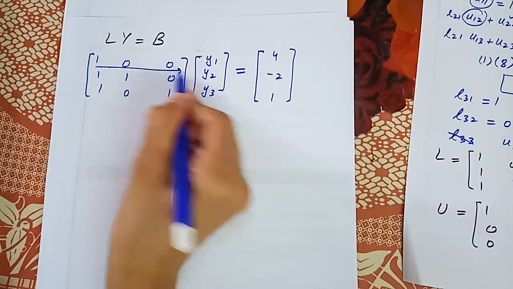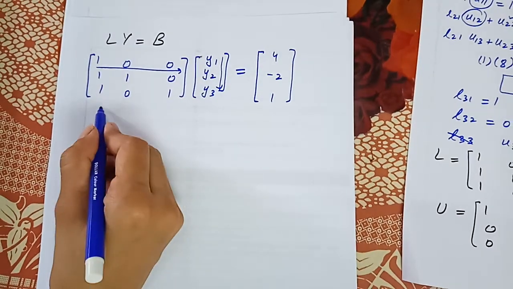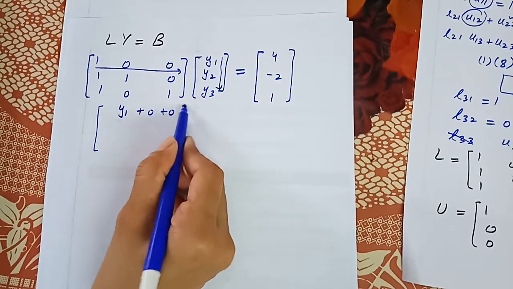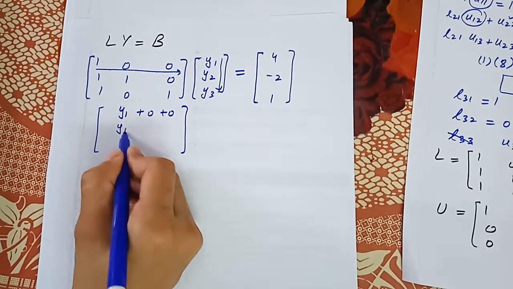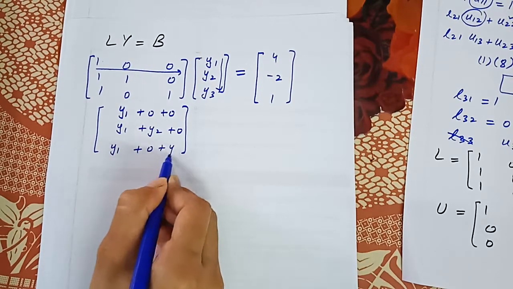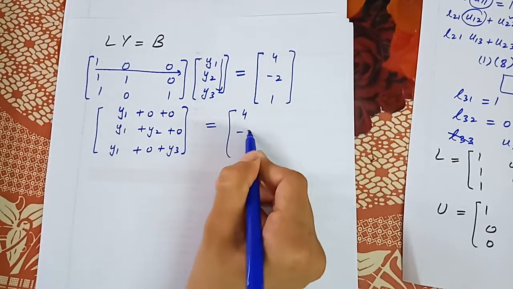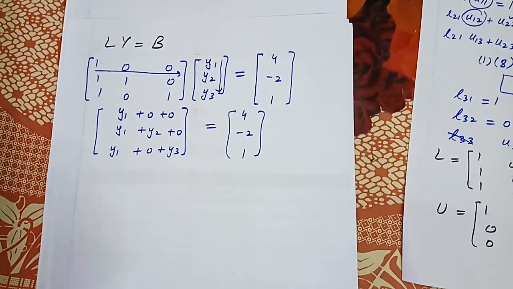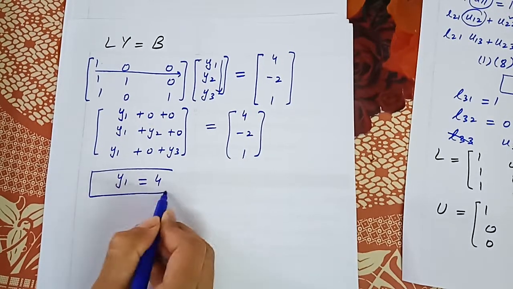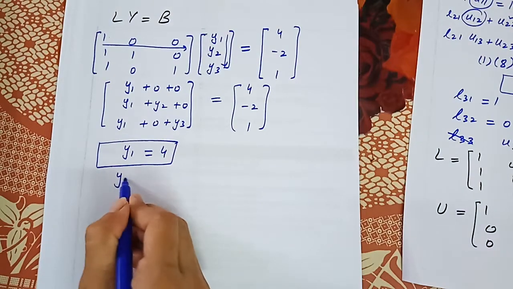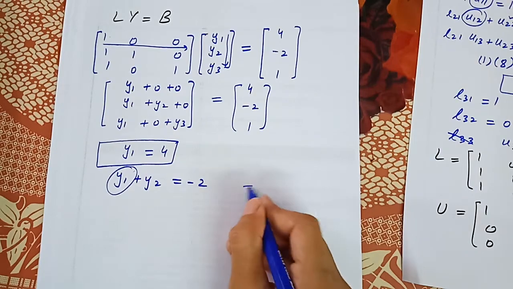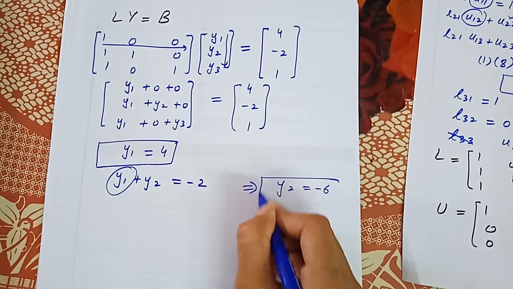Now you have to multiply the row with the column. And once we multiply it, we'll get here 1 times Y1 is Y1 plus 0 plus 0. Now 1 times Y1 is Y1 plus Y2 plus 0. Then Y1 plus 0 plus Y3 equals 4, minus 2 and 1. Now equate them. First entry with the first one, Y1 is 4. Now equate the second one. Y1 plus Y2 is minus 2. Plug in the value here, subtract it on the other side. So you'll get Y2 equals minus 6.